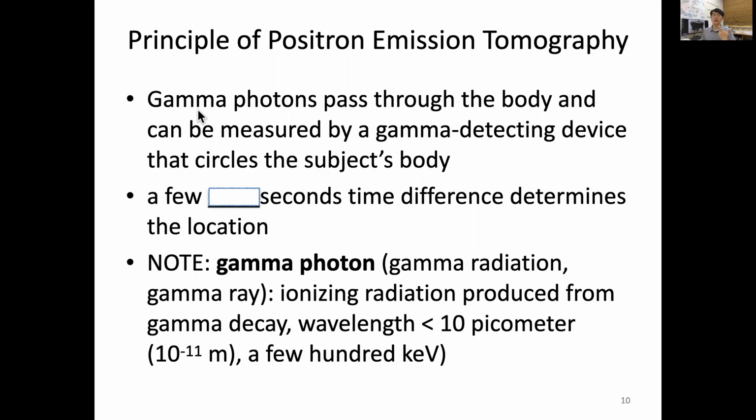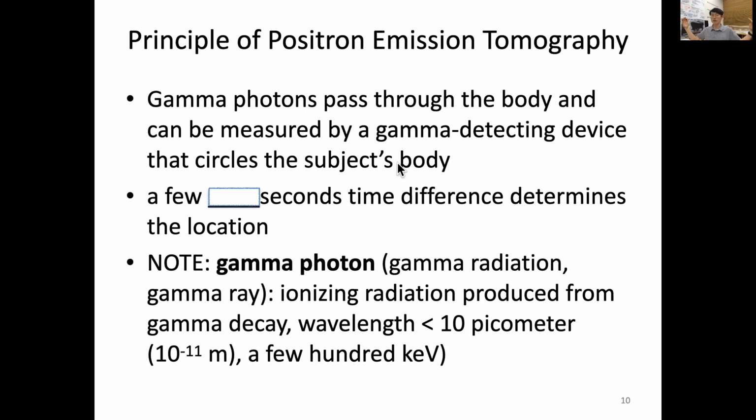That is using gamma photons passing through the body, which can be measured by a gamma detecting device that encircles the subject's body, or it could be the head. And this PET scanner will be a size similar to a human, because our human body has to be inside a bore. And then the gamma photons which are generated will travel in exactly opposite directions, and can be detected by these scintillating detectors.